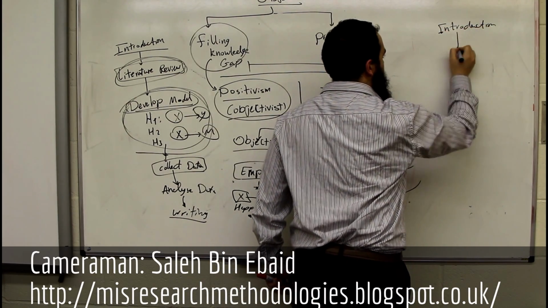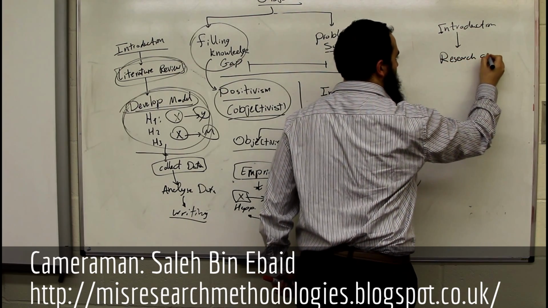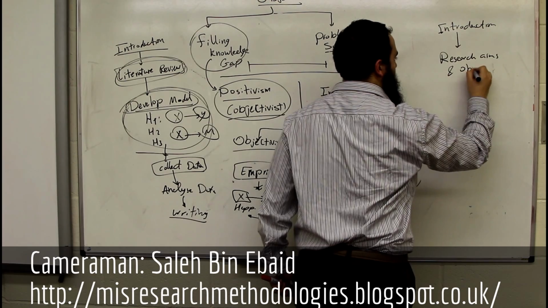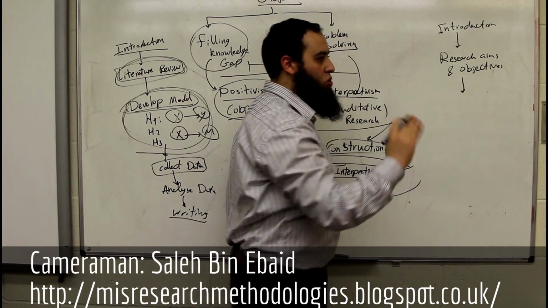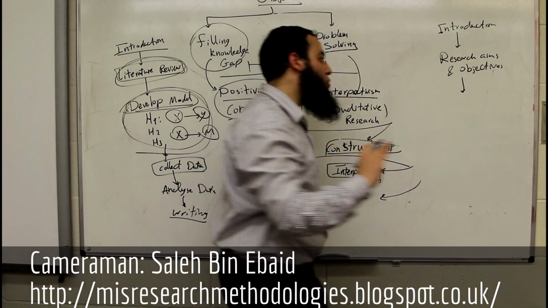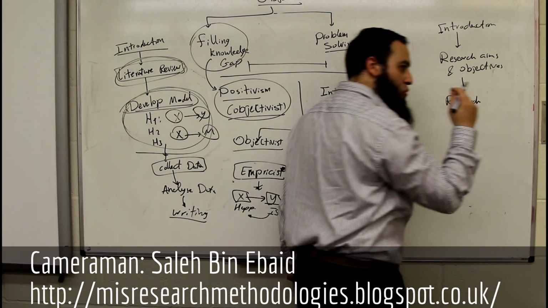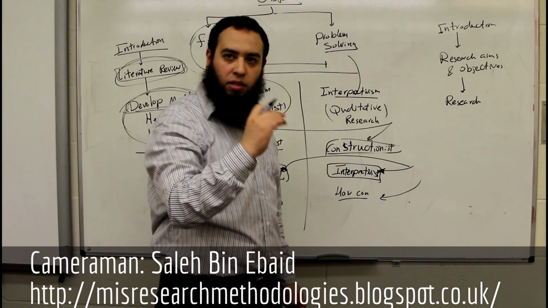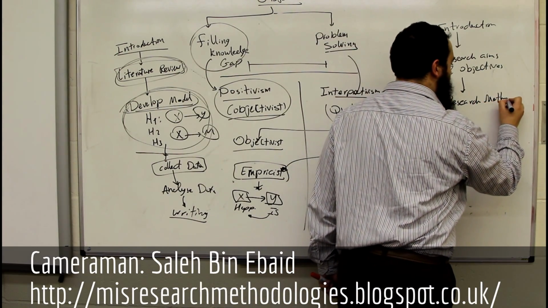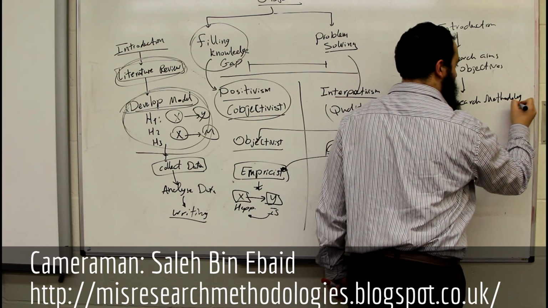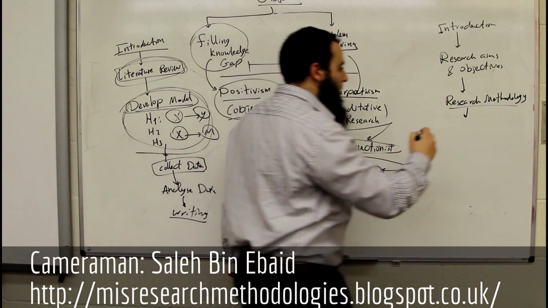The most important thing is research aims and objectives. After that, we can say literature review or research methodology. Literature review is not important at all, so we can say research methodology first. Even when you write a paper for a qualitative journal or conference, you have to consider that research methodology is more important than literature. No one will read your literature review. Literature review is not important at all.